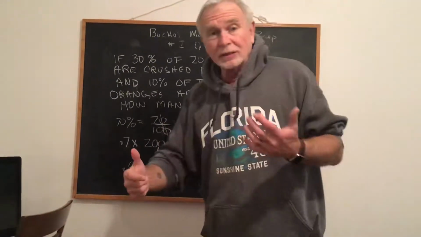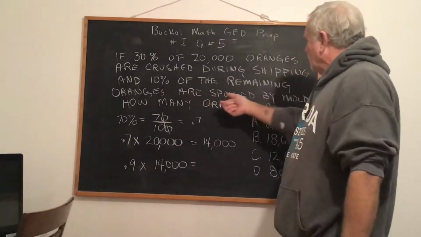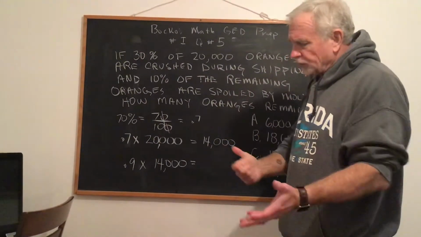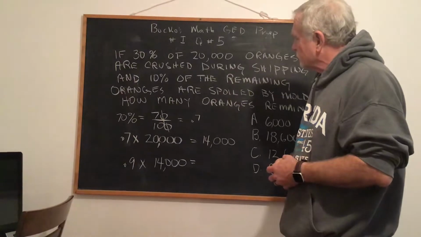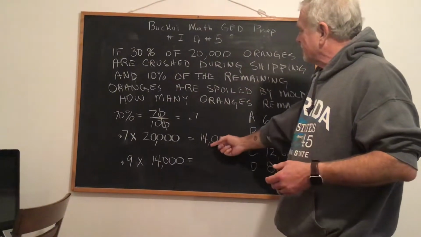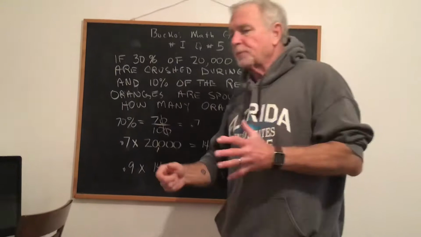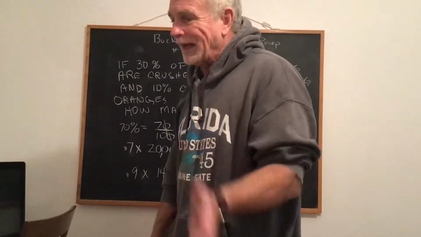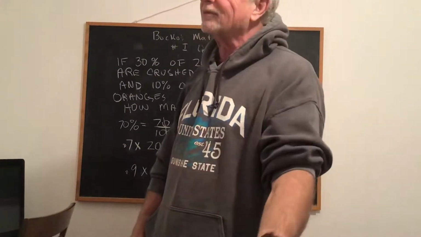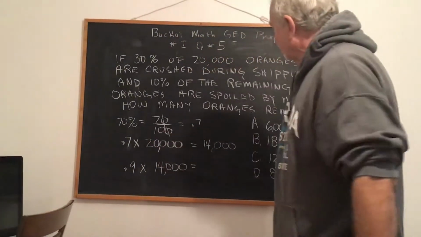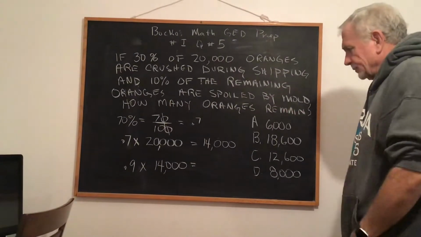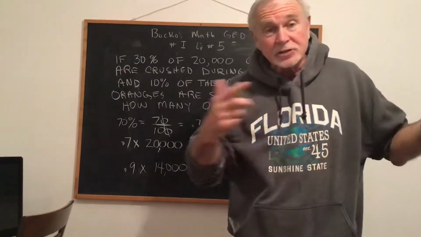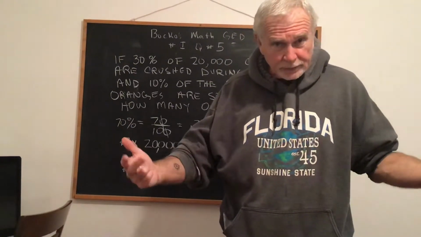Then of those 14,000, the rest get spoiled by mold. There's another thing that's going to eat up our oranges. So of the 14,000, 10% gets spoiled by mold. And again, we don't want to talk about the bad ones. We want to talk about what we're going to have left at the end. That's what they're asking for. How many oranges remain? So again, if there's 10% that's spoiled, that means that 90% are good.